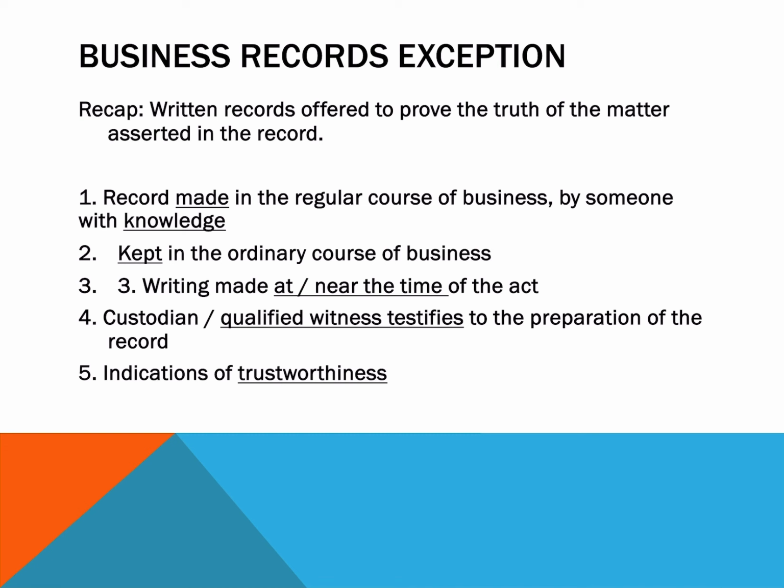The fourth piece is that the record needs to be admitted at trial by a qualified witness who testifies to how the record was prepared and made. Sometimes this is called a custodian of the record, but it just needs to be a qualified witness, someone who knows how and why these records were made and kept. And then the fifth factor is that the record has to be trustworthy. The federal rules and the California rules handle this fifth factor a little bit differently, which I'll get into on the next slides.